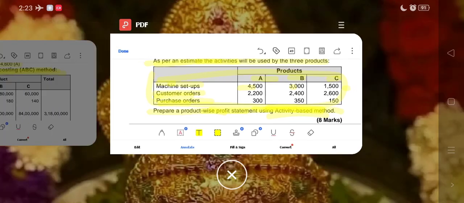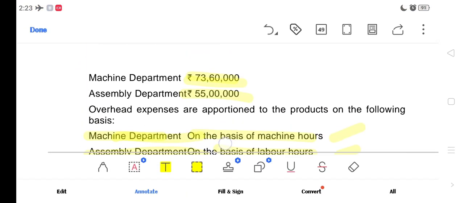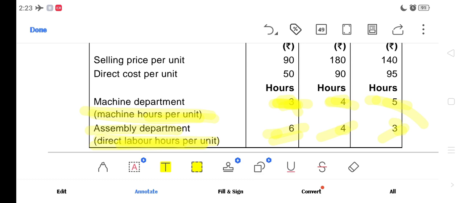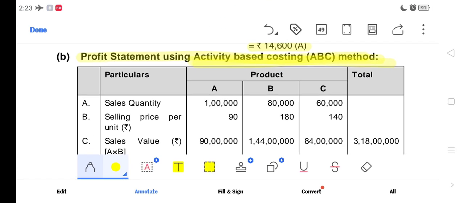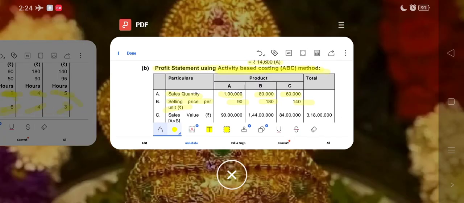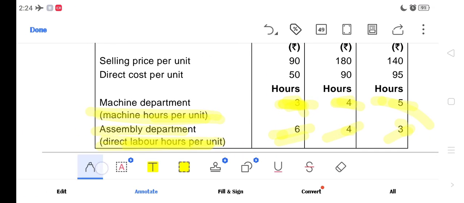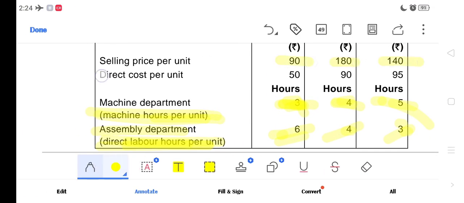And they have given direct cost. So these all come under cost only. If we subtract this from sales, we get the profit, right? This is so simple, but you just have to concentrate on the calculation part. So the sales quantities they have given are 1,00,000, 80,000 and 60,000. And the selling prices per unit are 90, 180, and 140. And direct cost per unit they have also given: 50, 90, and 95, right?